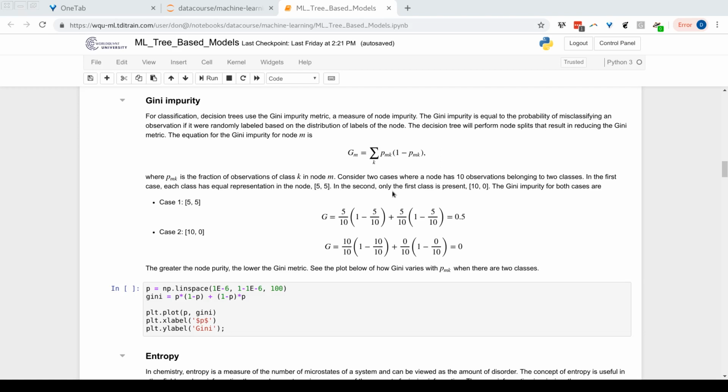Since this Gini metric is a measure of impurity, what do you think its value would be if all the observations in this one node are all the same class? In other words, let's say we have 10 observations in a particular node and they're all class 0. What should its Gini impurity metric be?